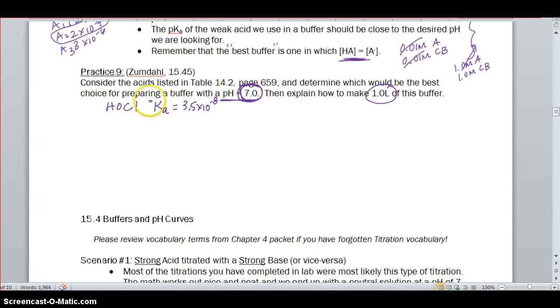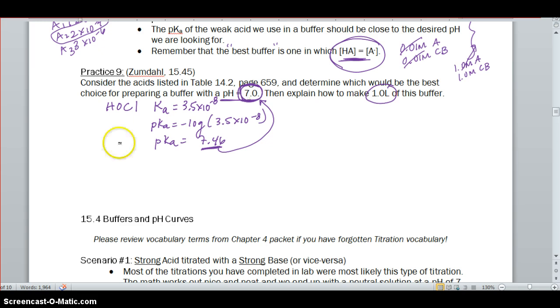Alright, so if we go ahead and we want to find the pKa, remember that's just the negative log of the Ka, and that comes out to 7.46. So we're fairly close to our goal of a pH of 7, and what we're going to do is adjust this ratio so that we can get it to be exactly 7. And so the Henderson-Hasselbalch equation is probably the easiest way to go about it.